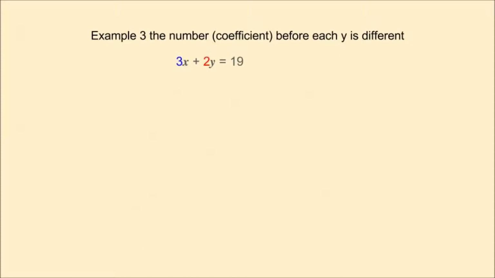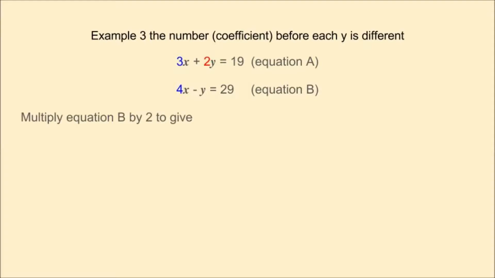So our third example, we've got an x coefficient of 3, a y coefficient of 2. So that's our first equation, equation A. And for our second equation, we've got the situation where none of the numbers are the same. So we've got a 4 for the x and we've got a minus 1 for the y in our equation B. So we need to do something to make the coefficients the same. So if we multiply equation B by 2, that will give us then 2 times 4x gives us 8x, 2 times minus y gives us minus 2y, 2 times 29 gives us 58.